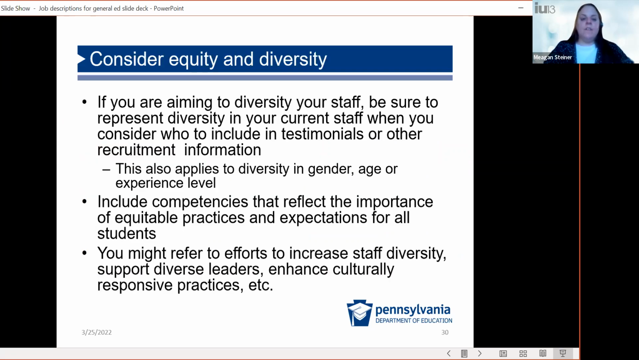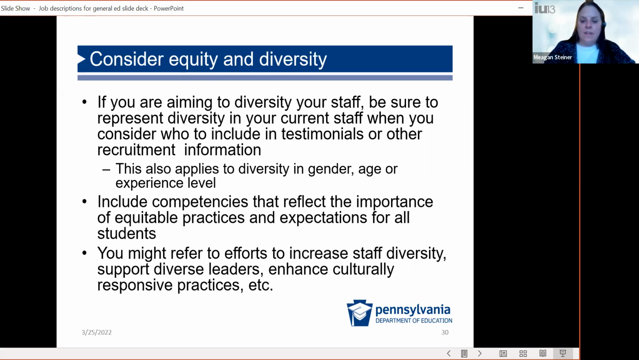The next practice is consider equity and diversity. So if you are aiming to increase diversity in your staff, be sure to represent the diversity in your current staff when you consider who to include in testimonials or other recruitment information. And this also applies to diversity in gender, age, or experience level.